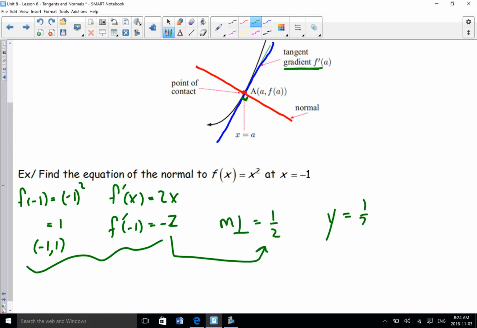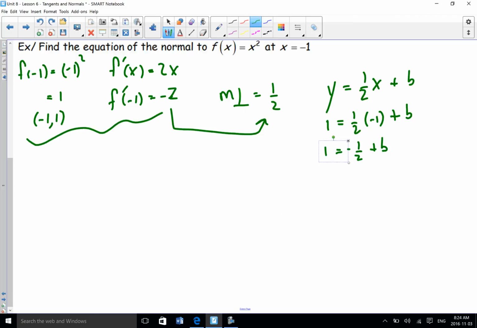So we start off with the same idea, y equals mx plus b. And we know the point for sure on this line was 1 here and negative 1 over here. And we had to solve for b. So the only thing that's changed is that we had to use this perpendicular slope. So we get negative 1/2 plus b. And then we get 1 plus 1/2 is b. So 3/2 is b. So we have a different slope and, of course, a different y-intercept.